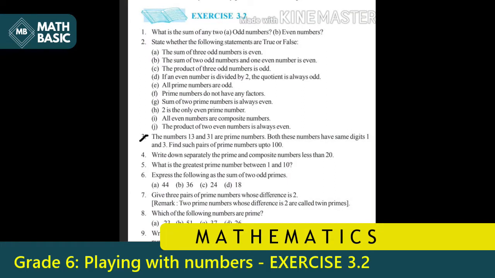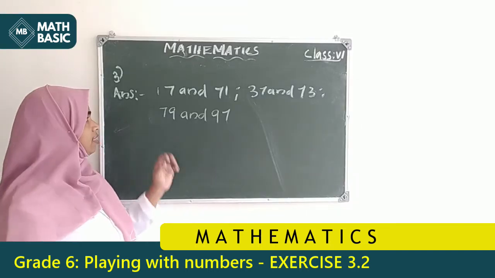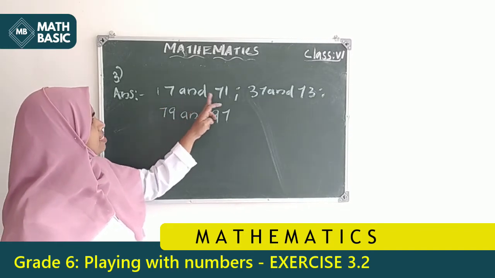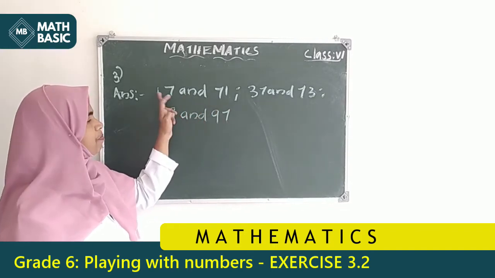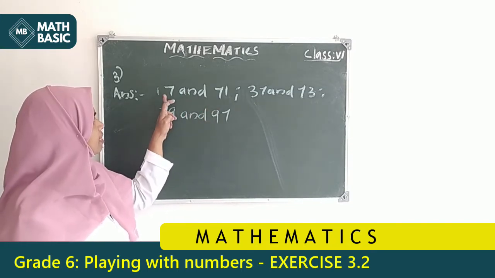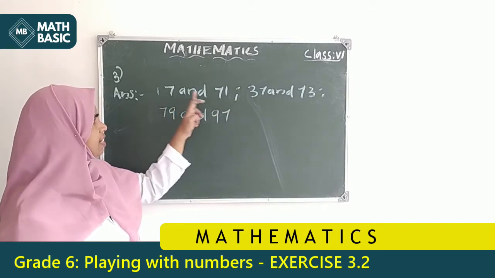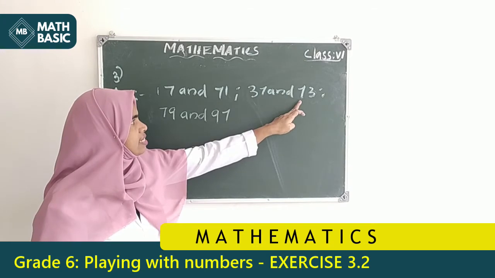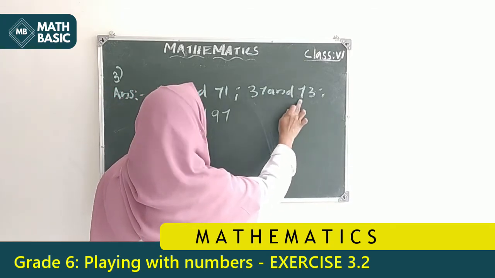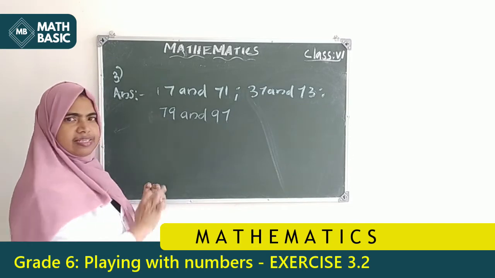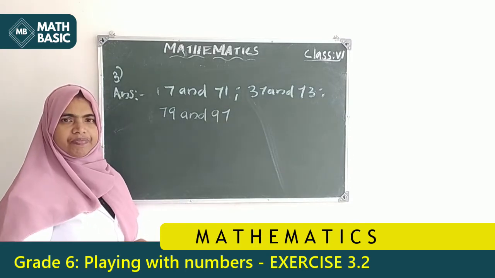Question number 3. The numbers 13 and 31 are prime numbers. Both these numbers have the same digits 1 and 3. Find such pairs of prime numbers up to 100. The answer is 17 and 71, which have the digits 1, 7 and 7, 1. Then 37 and 73, and 79 and 97. These are the numbers.